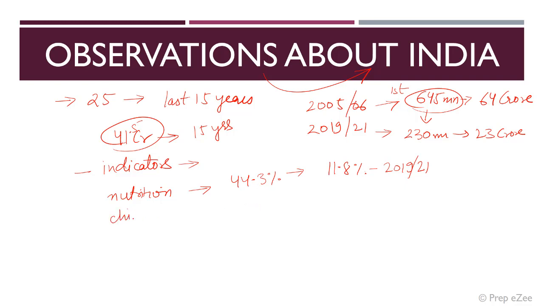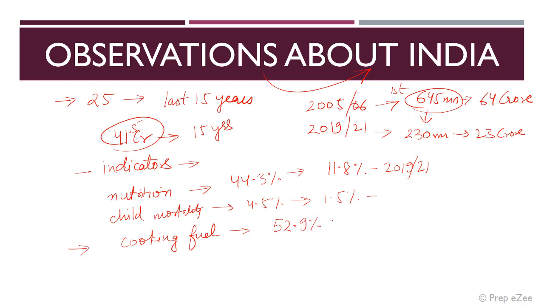Similarly, child mortality also fell. It fell from 4.5% in 2005-6 to 1.5% in 2019-21. So this is actually a good improvement. Let us see some more sectors in which we can see an improvement. For example, cooking fuel, which we just saw in standard of living. Here the households using solid fuels have fallen from 52.9% to 13.9%.